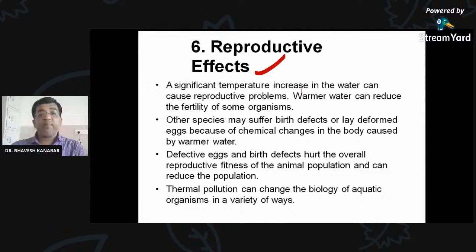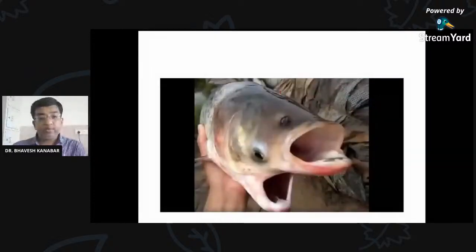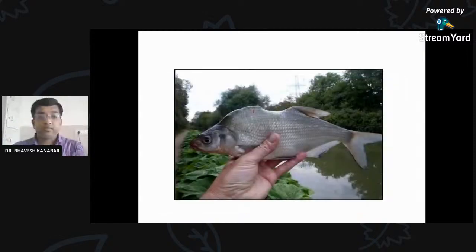Reproductive effects. A significant temperature increase in the water can cause reproductive problems. Warm water reduces the fertility of some organisms. Other species may suffer birth defects as well. So because of this, there can be defective eggs, birth defects, low productivity of aquatic animals. So reproductive effects are in terms of decreased reproduction, decreased fertility, defective eggs. You can see the defective eggs. Again, birth defect. You can see a fish with two mouths. Again, birth defect, you can see in this fish, a defect in the fish.